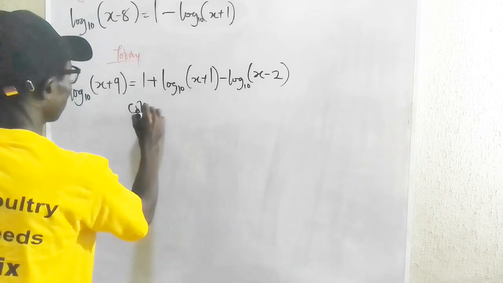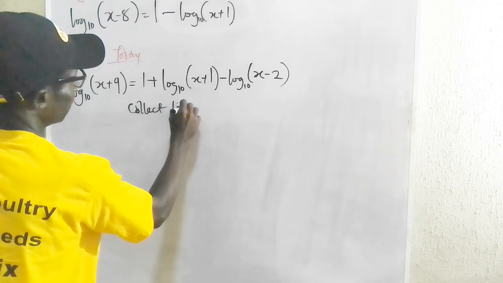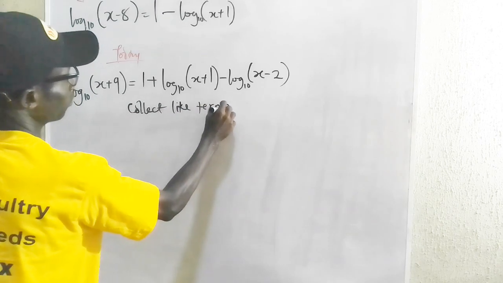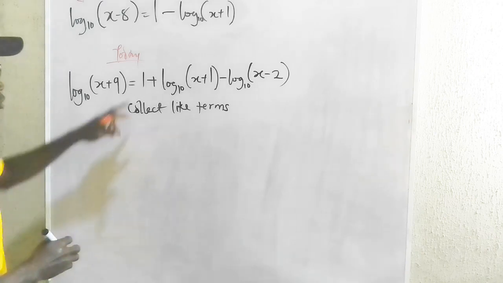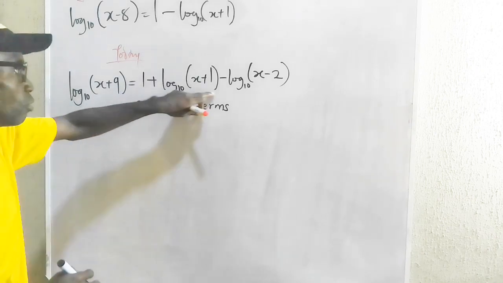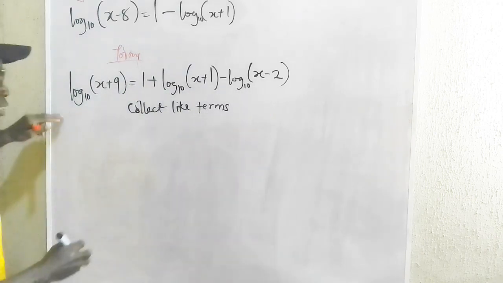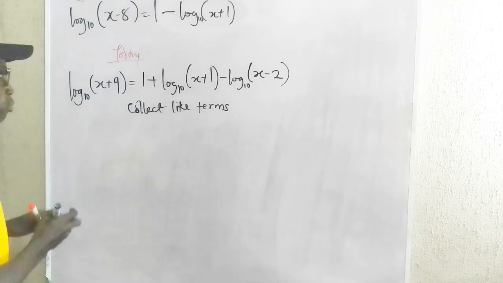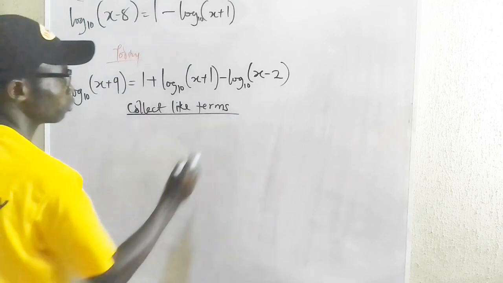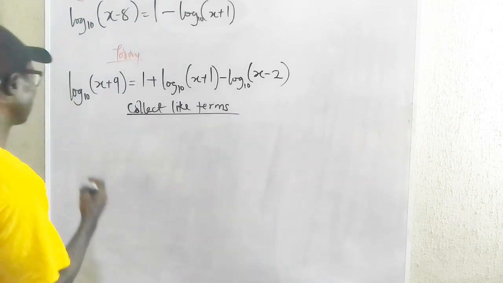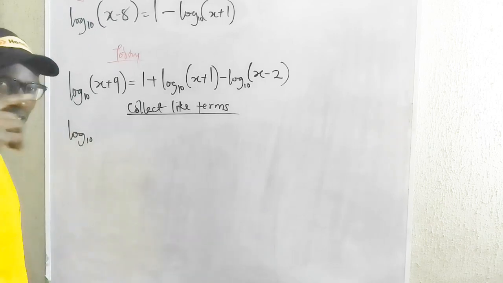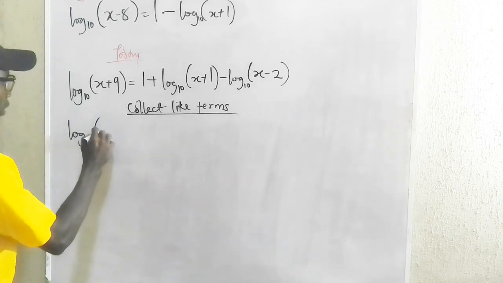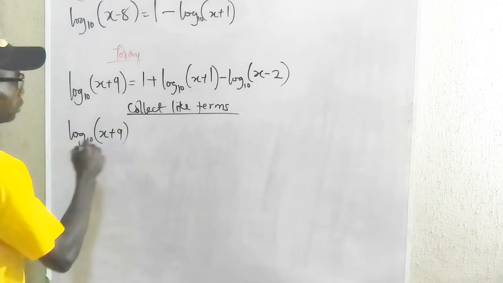We collect like terms. Collecting like terms means that those that look alike, we bring them together. This doesn't have log, this has log, this has log, this has log. So these that have log come here. Of course you know the previous basic rules in maths. So this is going to be log in base 10. If you forgot, check the previous videos where I covered this.